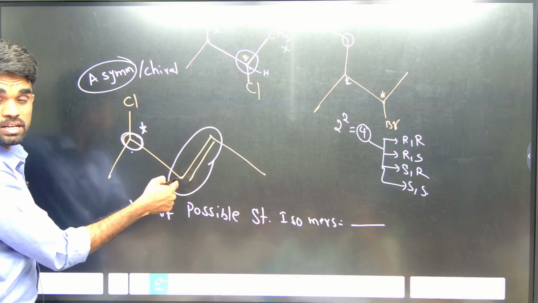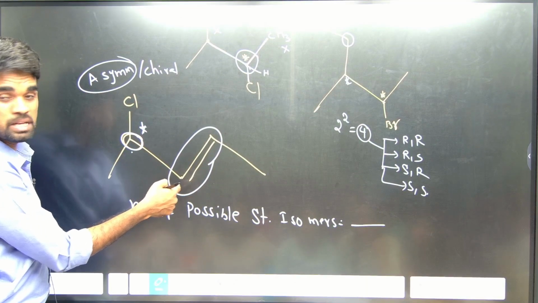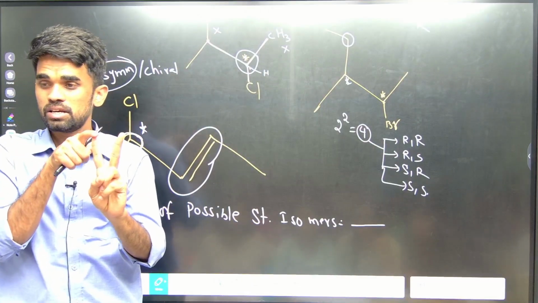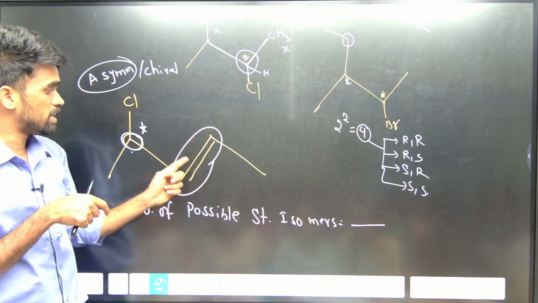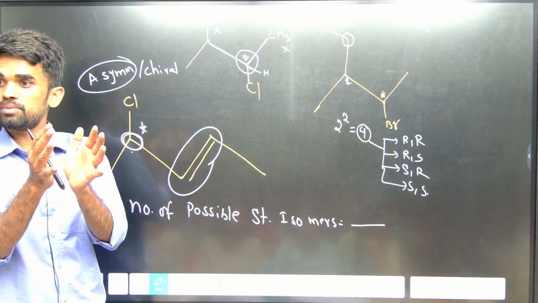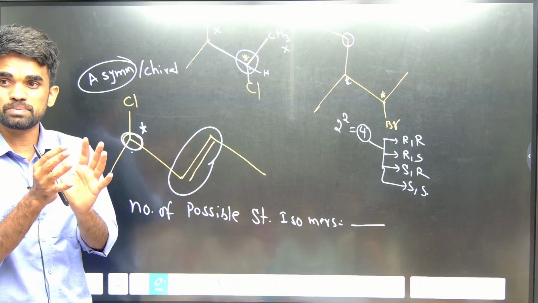This is like geometrical isomerism. EZ is possible. See, stereoisomerism is of 2 types. One is optical, another one is geometrical. See, here we have geometrical isomerism. Here it is optical isomerism. Consider both of them. So total number of isomers possible, how many?